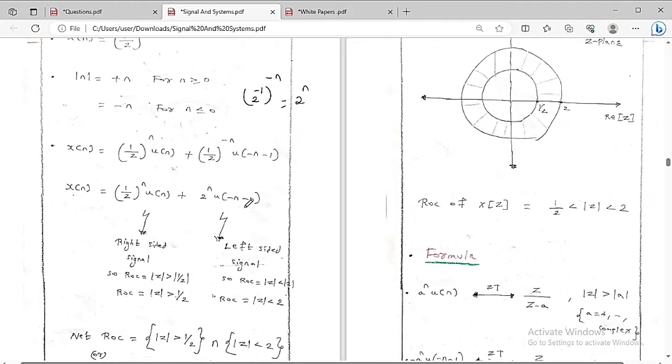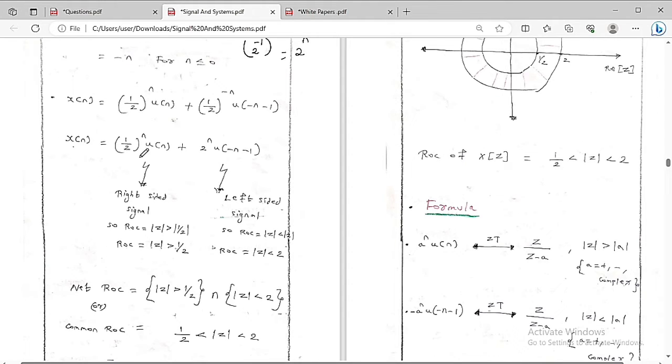So the signal is equal to 0 for n greater than 0. Therefore we can say this is a left-sided signal. So what is the ROC? It's a left-sided signal, so the ROC is mod z less than mod a, where a is nothing but 2. So mod z less than 2.